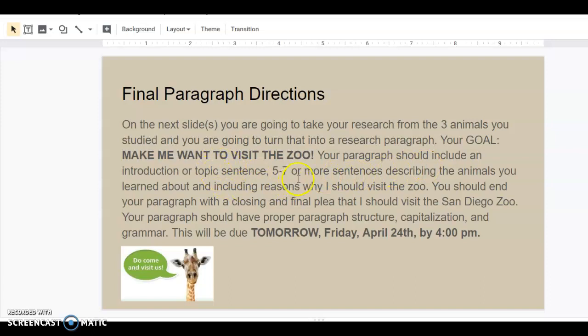Then you should have 5 to 7 or more sentences describing the animals you learned about and including reasons why I should visit the zoo. Then you should end your paragraph with a closing and like a final plea or a final hook that would get me to visit the San Diego Zoo.